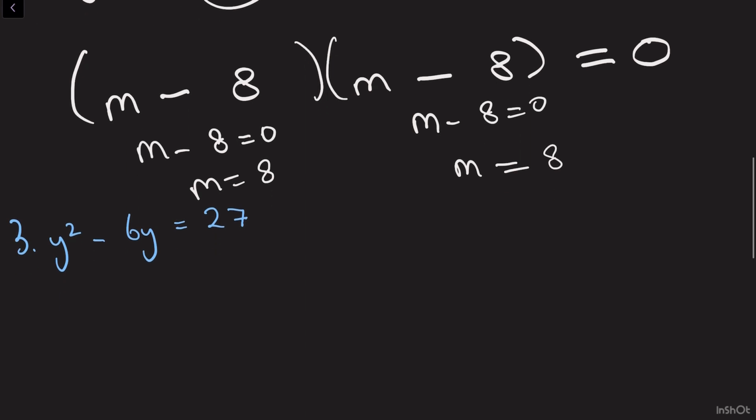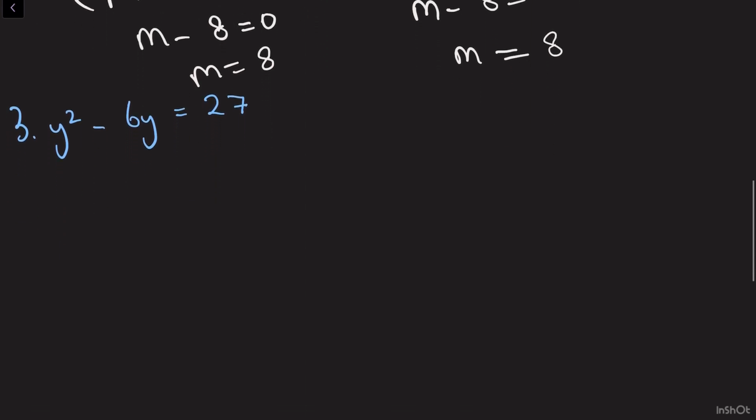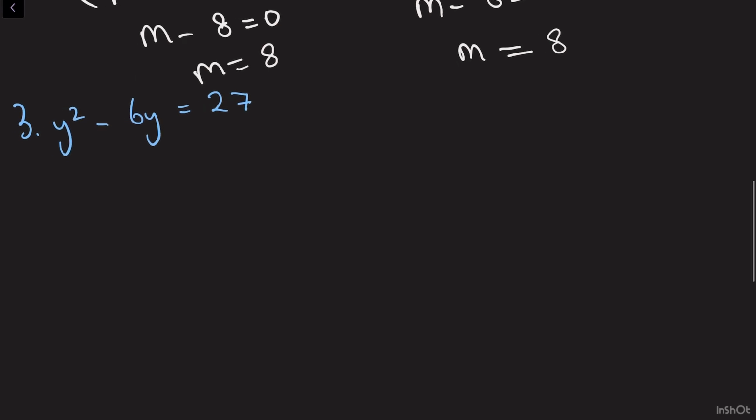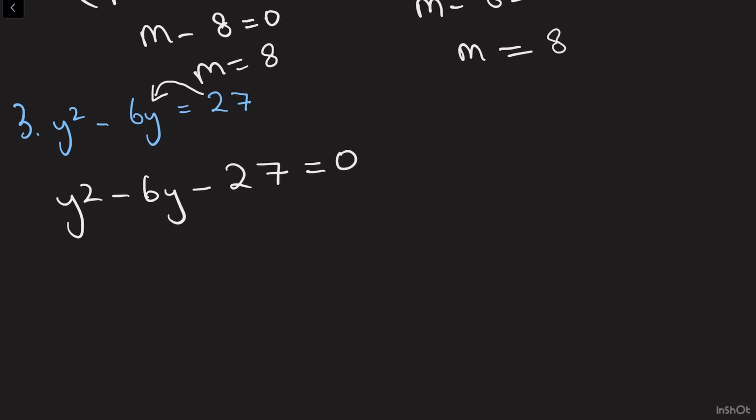Now moving on to the next question. The difference between this question and the previous questions is that this says y squared minus 6y equals 27 instead of saying equals 0. So the first thing you want to do with these questions is always make the equation equal 0. So first rearrange the equation, bring the 27 over to the other side. One thing to remember is whenever you move a number from one side to the other, it changes sign. So this right now is positive 27. So when it moves over this side, it becomes minus 27. All right, equals 0.